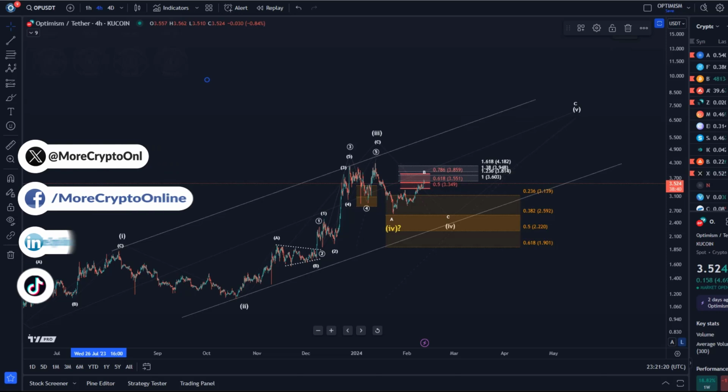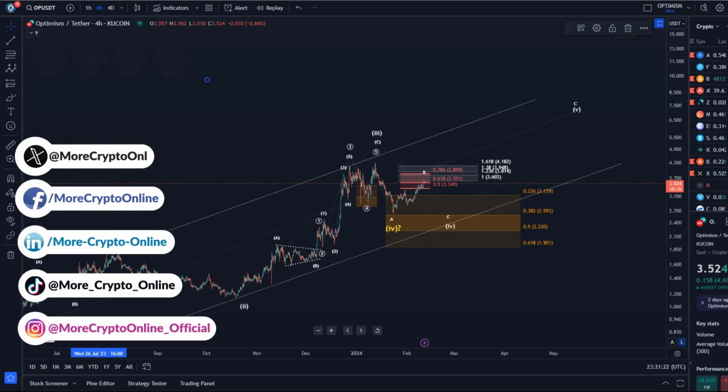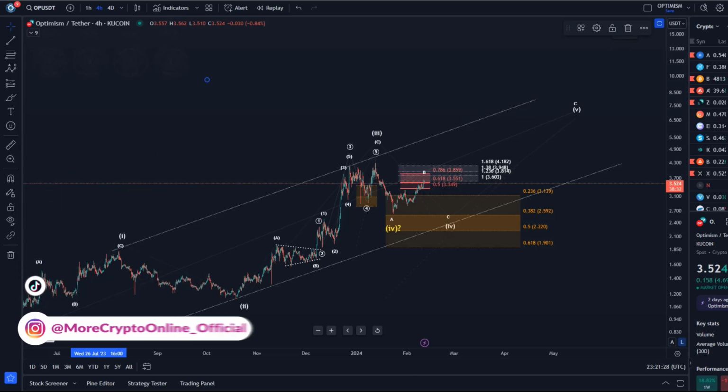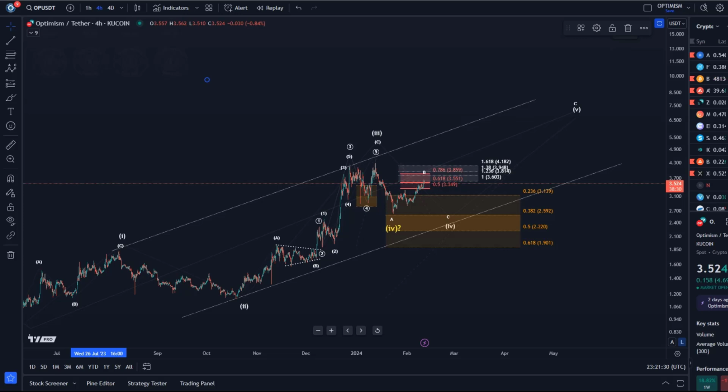I haven't covered it for a while, but no support broke. Instead, the price nicely dipped into the support region that we communicated in the last video and actually reversed, so the parameters are being respected. What I like specifically is that the 38.2% retracement level at $2.59 acted as support, which is typically an ideal support for a fourth wave.